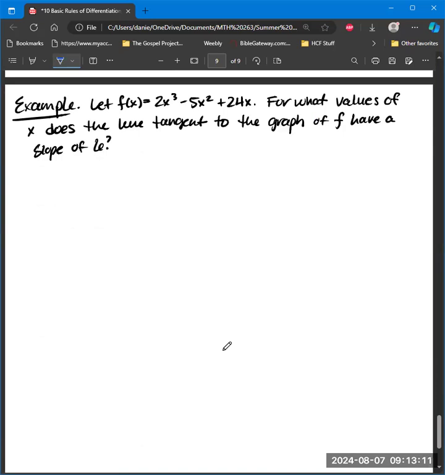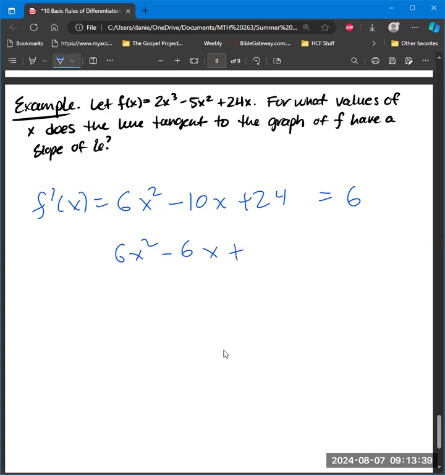For what values of x does the function f of x equals 2x cubed minus 5x squared plus 24x have a tangent line to the graph of x with a slope of 6? Let's find out. F prime of x is equal to 2 times 3 is 6, x squared minus 10x plus 24. We want to set that equal to 6. Let's go ahead and bring the 6 over and make this a function that's set equal to 0. Factor this 6 out.